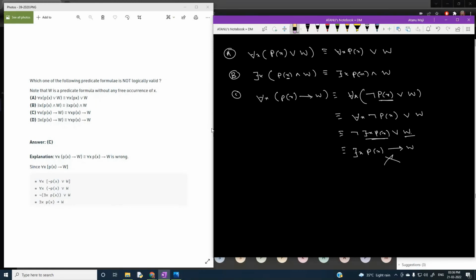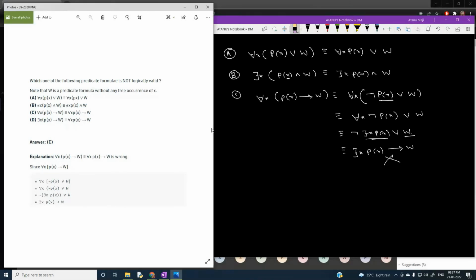उसको तुम सिमिलर मैनर पे कन्वर्ट करते जाना. First of all, convert this conditional statement, conditional connective, into an expression which will have only negation and disjunction. After that, since between these two propositions, only one is having the variable x, this quantifier will be applicable over this proposition only. W is without any variable, so keep that aside.